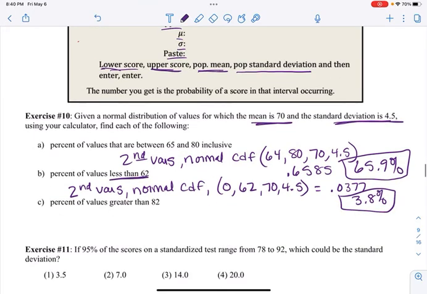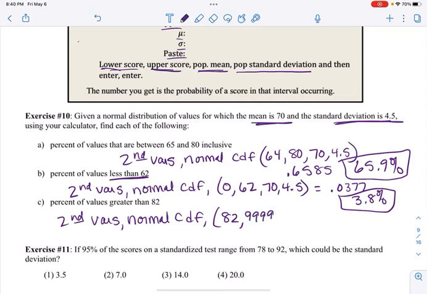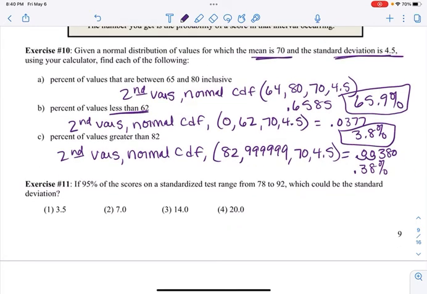Percent of values greater than 82. So again, second, vars, normal CDF. 82 is the lowest number. I don't have an upper number, so I usually just put a whole bunch of 9s as my upper number. 70 is my mean, 4.5 is my standard deviation, and I get 0.00380. If I move my decimal 2 places, it's 0.38%. So that's very, very low. It's not even 1%. It's under 1%.